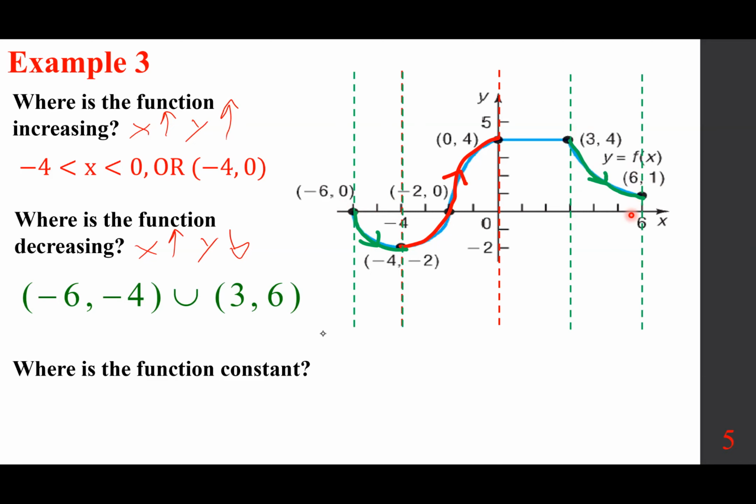Now, where is the function constant? As you can see, a line which is parallel to the x-axis and has an equation. If you were to make up an equation from 0, 4 and 3, 4, you can see it's y equals 4. That's a constant from here to here.